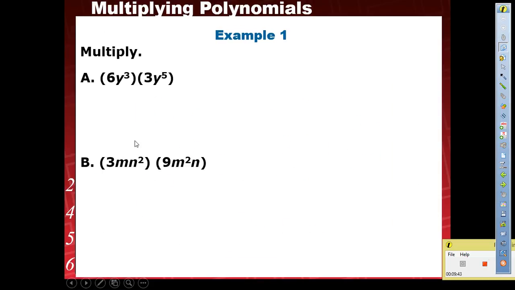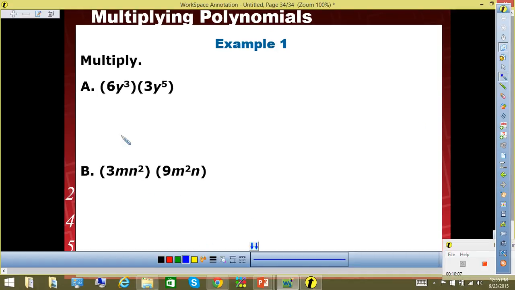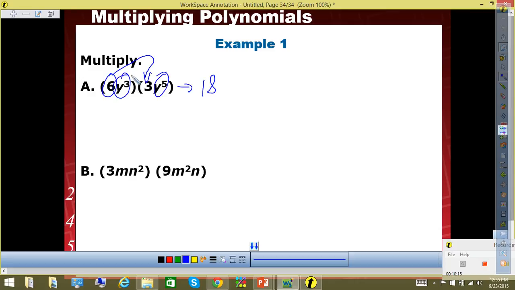Example 1a and 1b. We got multiply 6y cubed times 3y to the fifth and 3mn squared times 9m squared n. Go. All right, here he goes. A. Distributive property. 6 times 3, that becomes 18. Y to the third times y to the fifth becomes y to the eighth. Very good. From there, the area model.